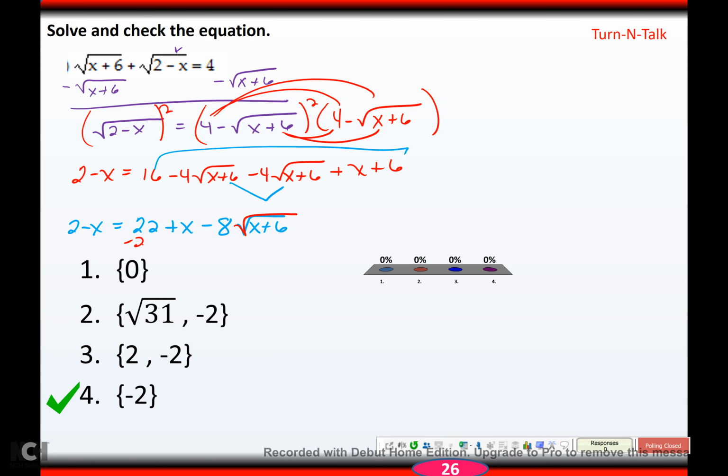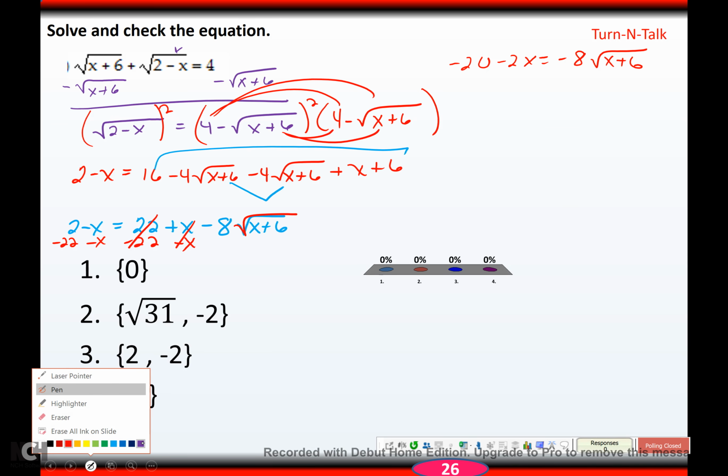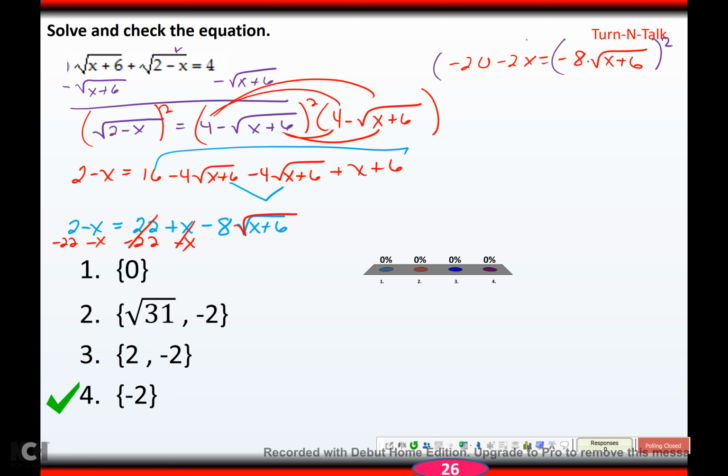So I'm going to minus 22 minus x. I get negative 20 minus 2x equals negative 8 square roots of x plus 6. Now, normally I would isolate by dividing everything by negative 8, but 8 isn't going to go into 20 evenly or 2. So I don't want to. And as long as all that's left is a multiplier, you can go ahead and square now.